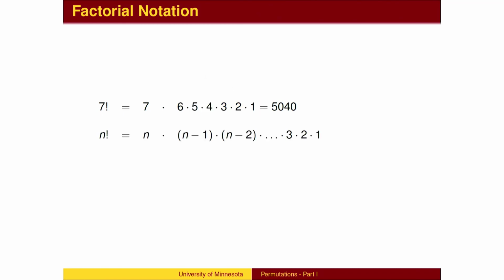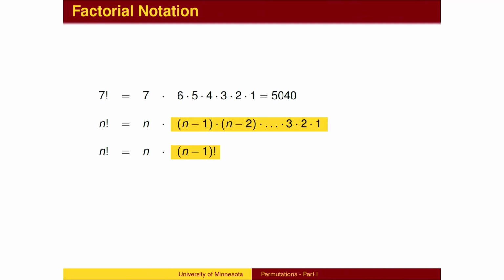For each positive integer n, n factorial is n multiplied by each positive integer less than n. Notice that after the n, the remainder is the product of all the integers from n minus 1 down to 1, which is n minus 1 factorial. This fact is important for many of the simplifications performed in probability.